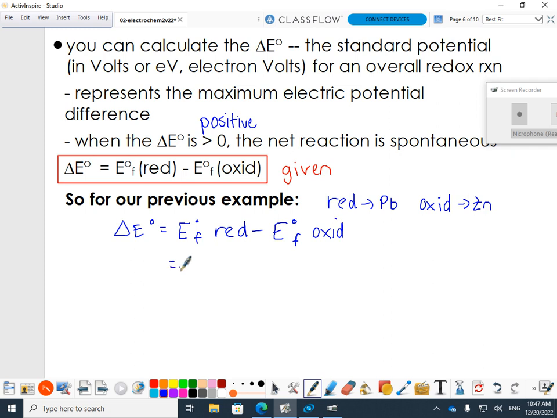Okay, so lead's value is negative 0.13. The unit is given at the top, but it's voltage, like a battery, like electricity, unit of electricity. Then zinc is negative 0.76. So negative 0.13 minus negative 0.76 is 0.63. Is that positive? So the reaction is spontaneous.